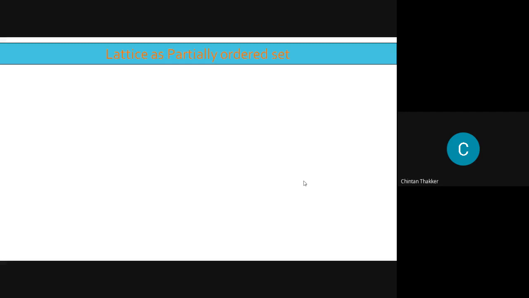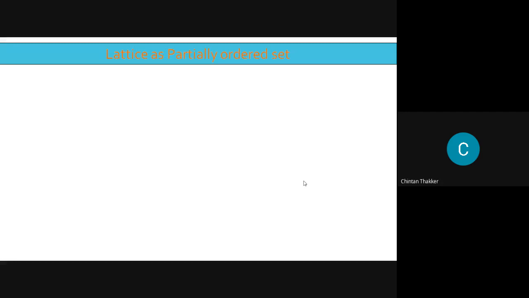Okay, now next we have the lattice. We define the lattice in two methods. The one is we define the lattice using the poset, and second we define the lattice using algebraic equations. Now to define the lattice using poset, we require the lower bound, upper bound, greatest lower bound, and least upper bound. So first we discuss both bounds, upper and lower.